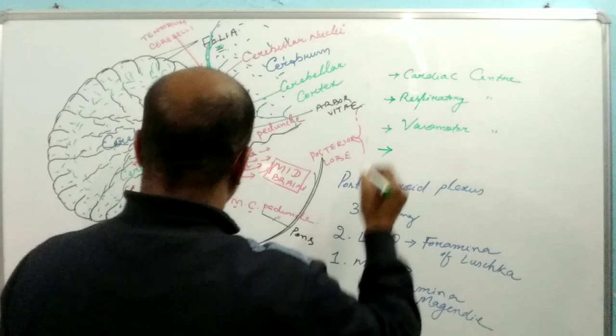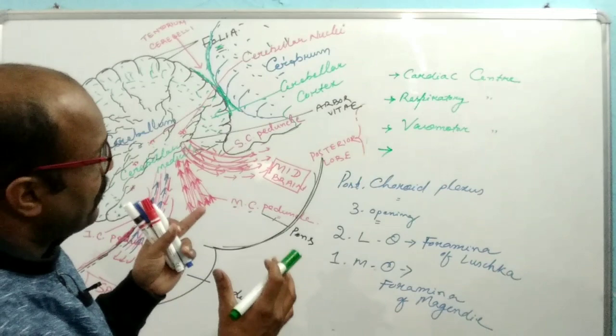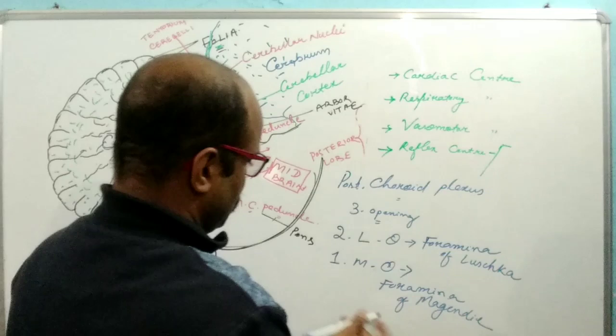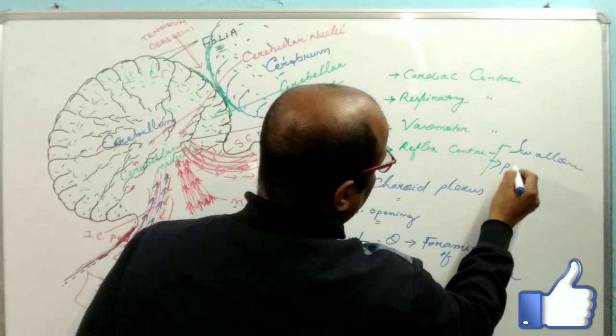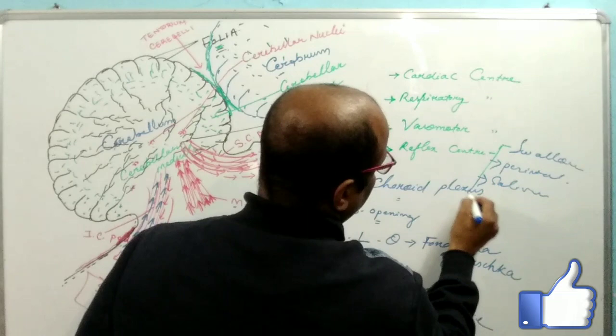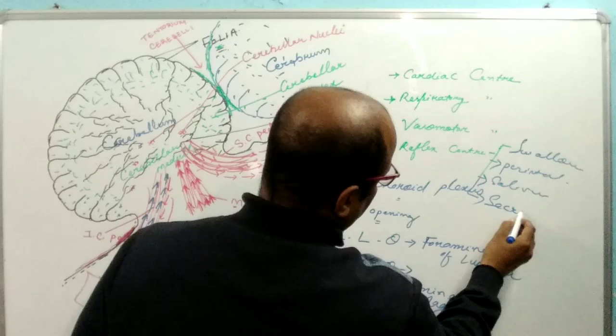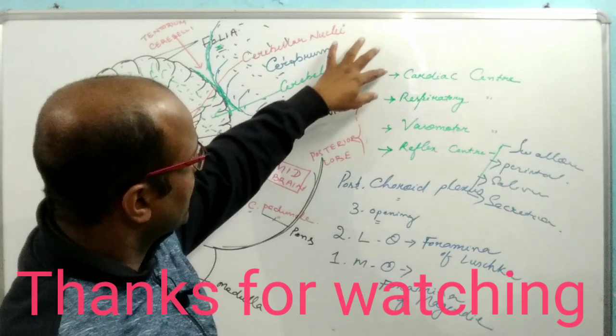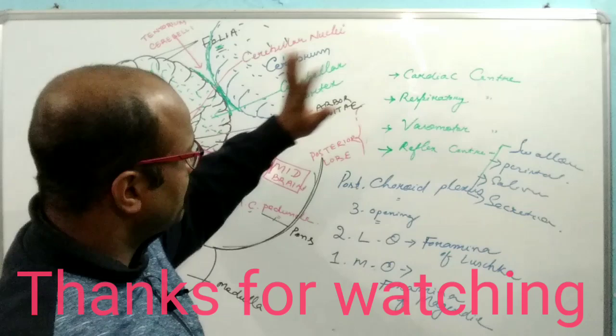And it also contains the reflex center for swallowing, peristalsis, salivation, and secretion. That's why the medulla is very important, because it contains the cardiac center, respiratory center, vasomotor center, and some of the reflex centers.